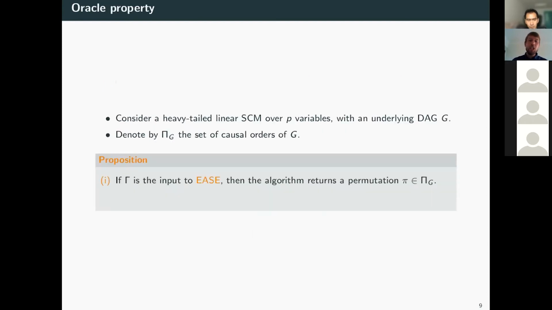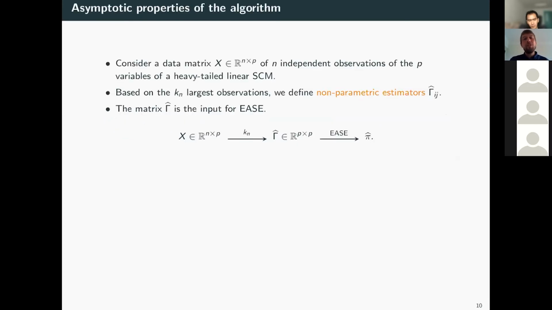But what we can actually show is that if we put the true population gamma in as input of this algorithm, then this algorithm will give us back a true causal order. And this will actually remain true if we introduce hidden confounders into the structural causal model. The EASE algorithm will still have the oracle property and give us back a true causal order on the p observed variables.